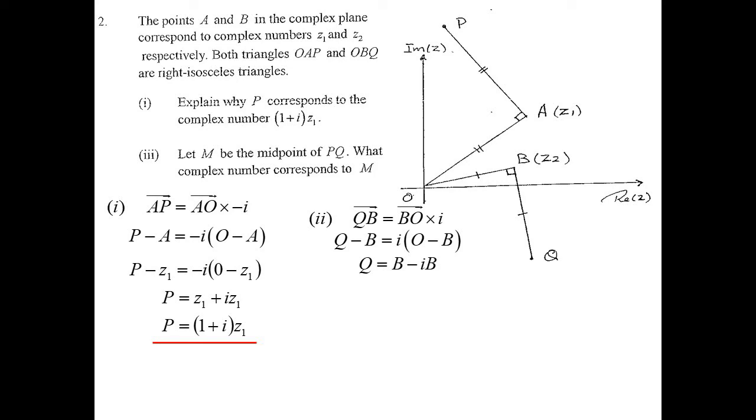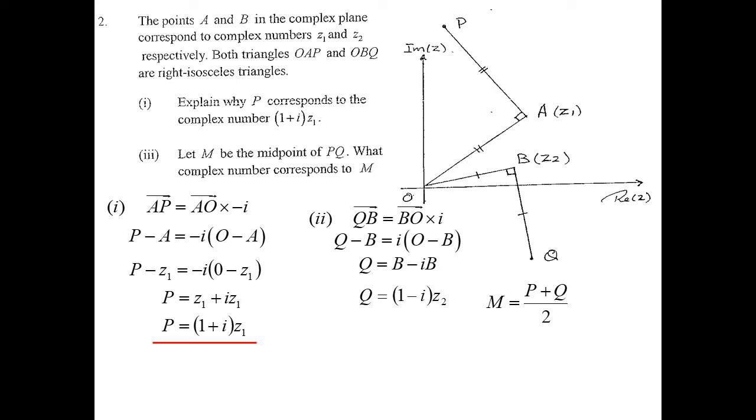So how do I get Q? Well, the vector QB, how can I get that? Well, I can rotate OB. This time we are going anti-clockwise, so it would be times i. Head minus tail. So we get B minus iB. And B we have somewhere. Oh, it's simply Z2. Okay, so Q is 1 minus i times Z2.